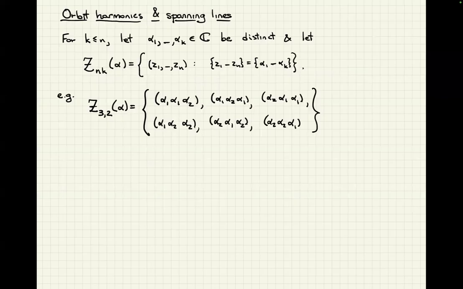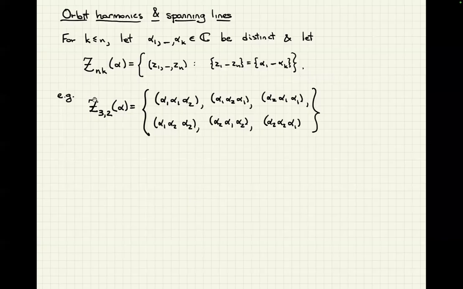And we can also think about this quotient ring in terms of orbit harmonics. So I am going to let alpha 1 up through alpha k be distinct complex numbers. And I'm going to let Z_{n,k}(alpha) be this set of points. So it's the set of points z1 up through zn, where the zi have to be among the alphas, and every alpha i has to appear at least once.